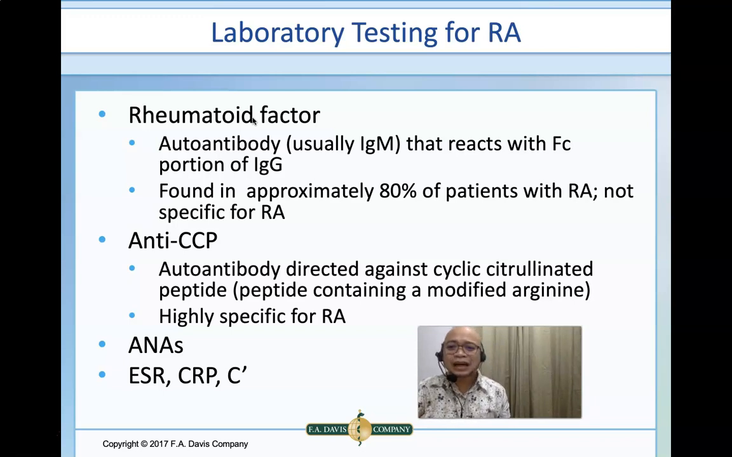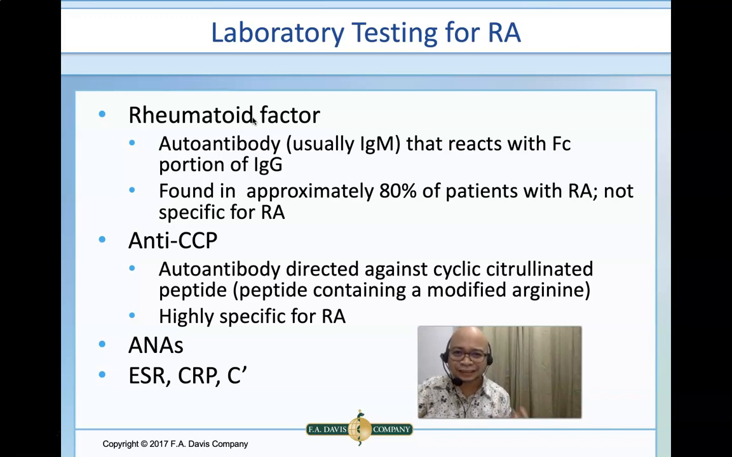Okay? And then, anti-CCP or the cyclic citrullinated peptide. So a peptide containing a modified arginine. This one is much better because it is more highly specific for rheumatoid arthritis as compared to rheumatoid factor. Although in the laboratory, rheumatoid factor is much easier to perform. So we can also utilize ANA, but ANA is actually more specific for systemic lupus erythematosus, such as the anti-dsDNA. Other tests may be supplemental, such as ESR and CRP to assess the level of inflammation, and of course, the assay for complement component, such as C3.